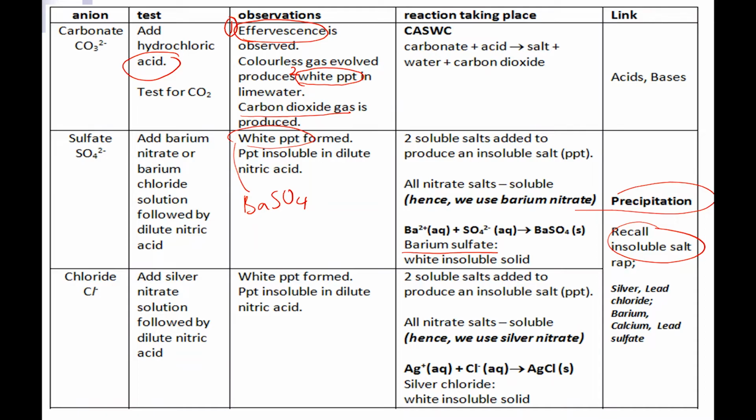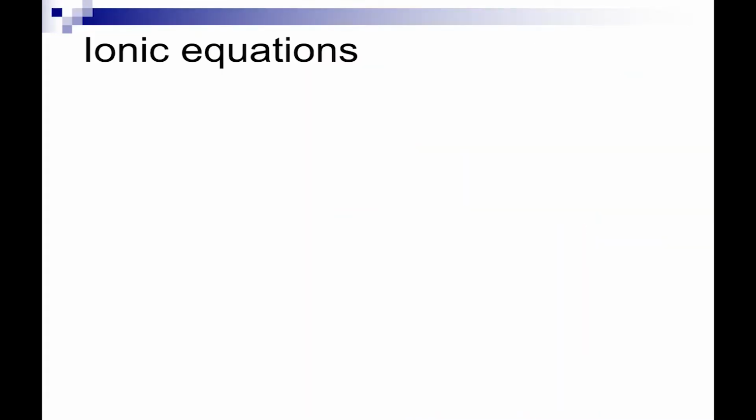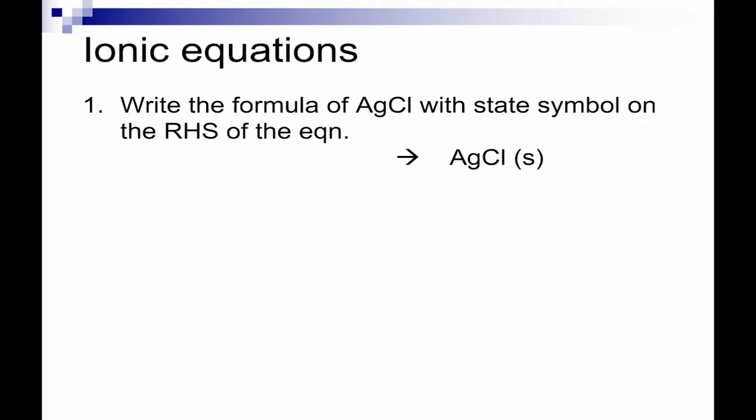It's not enough for you to know the chemistry behind it, you also need to know how to write ionic equations for the formation of barium sulfate and silver chloride. So I'm just going to show you a simple way to construct this ionic equation. It's really very simple. I will use the precipitation of silver chloride as an example. First, you write down the formula of silver chloride with state symbol on the right hand side of the equation. So this is my right hand side, which is usually your product.